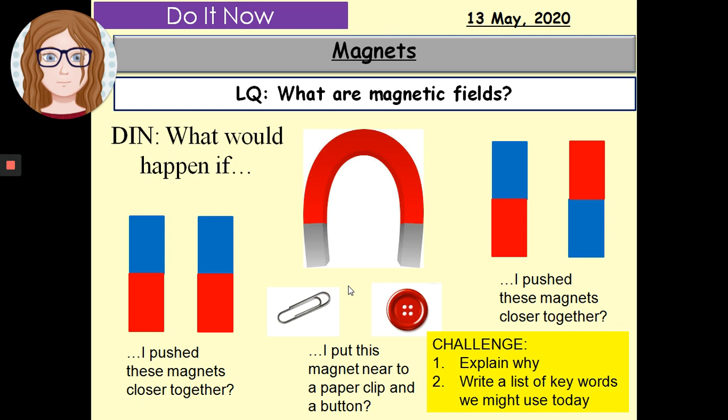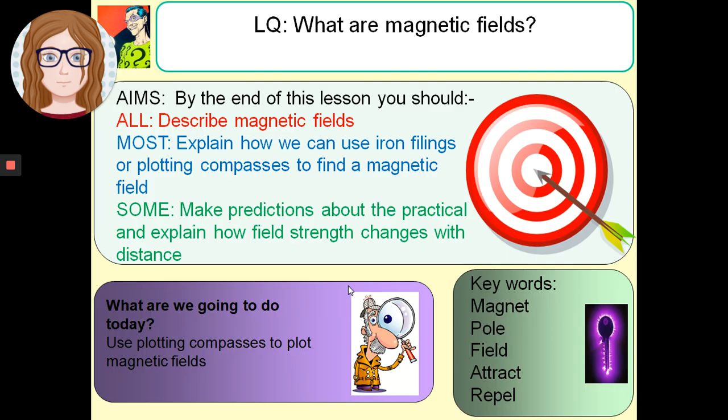Pause the video, write down your predictions. If you can, use science to explain why that will happen. And then write a list of keywords that you think we might use in today's lesson. Pause the video, and then when you're ready, press play. Are you back? Brilliant. Let's find out what we're going to do today.